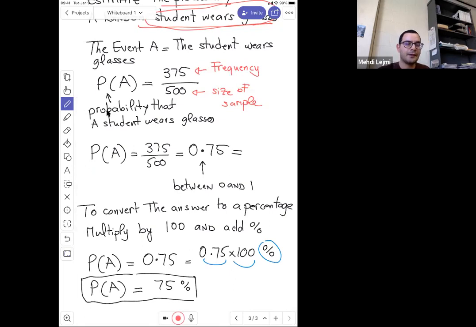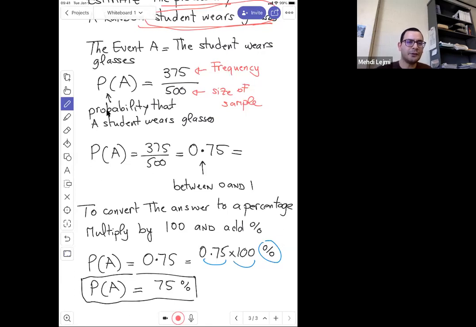Okay. So again, to compute the probability, it's given by the frequency of the event over the size of the sample. Once you divide, you're gonna get some decimal. Now you need to convert your answer to percentage. The way to convert to percentage is by multiplying by 100 with, of course, the percentage symbol.